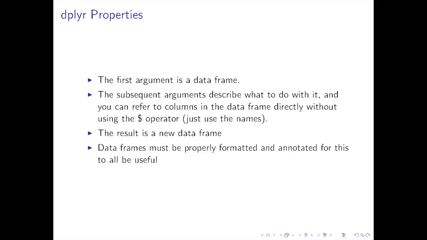All of the dplyr functions have a similar format. The first argument is always a data frame, and the subsequent arguments describe what to do with it. In the select function, for example, you refer to different column names by their name. In the filter function, you might create a logical test to subset rows. That's what goes into the second argument of each one of these functions. The result is always a new data frame. So each one of these functions takes a data frame as an argument and always returns a data frame.